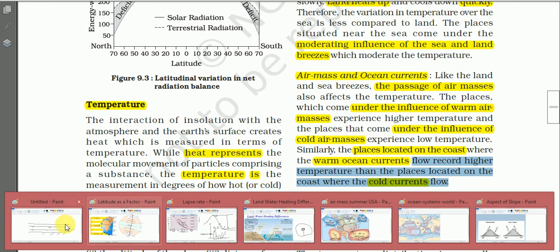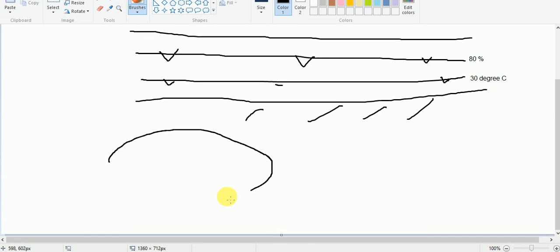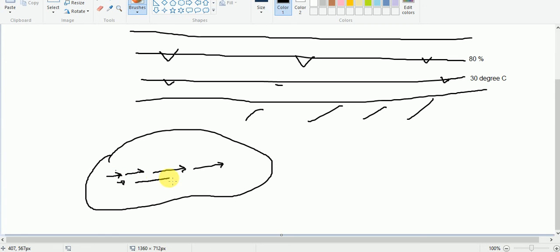Let us suppose this is a big ocean, and in the ocean also, in one channel the water may be moving, just like a river. In the oceans also the water moves under the influence of the wind or due to gravity. And such movement of ocean water, just like a stream, is known as ocean currents. We have two types of ocean currents: warm ocean currents and cold ocean currents.